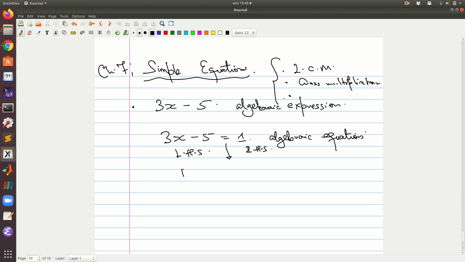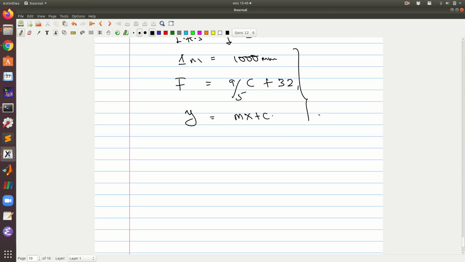Other examples include, maybe if we say that 1 meter equals 1000 millimeters, that is an equation. Or if perhaps we have that degrees Fahrenheit is equal to 9/5 times degrees centigrade plus 32, or if one could write that the equation of the straight line is y equals mx plus c. All these are examples of equations. Okay, and then we have an identity.